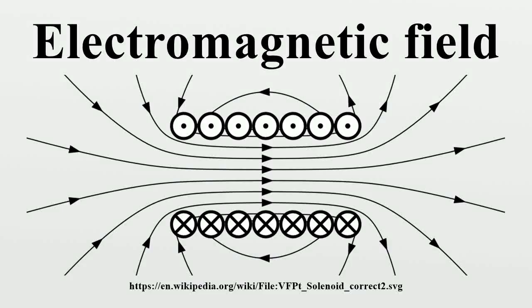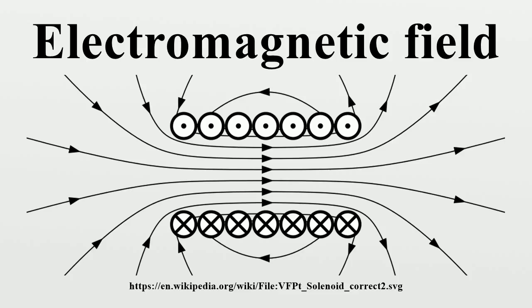An electromagnetic field is a physical field produced by electrically charged objects. It affects the behavior of charged objects in the vicinity of the field. The electromagnetic field extends indefinitely throughout space and describes the electromagnetic interaction. It is one of the four fundamental forces of nature.